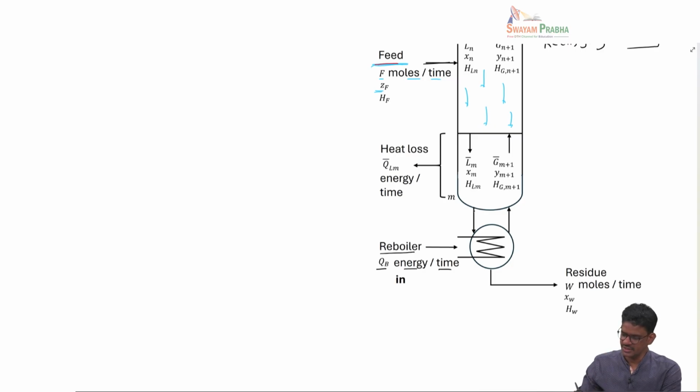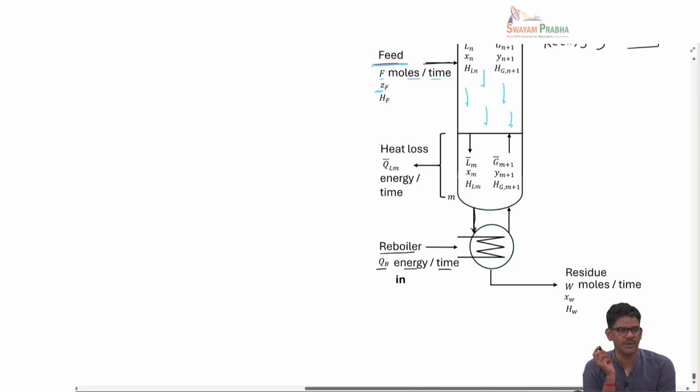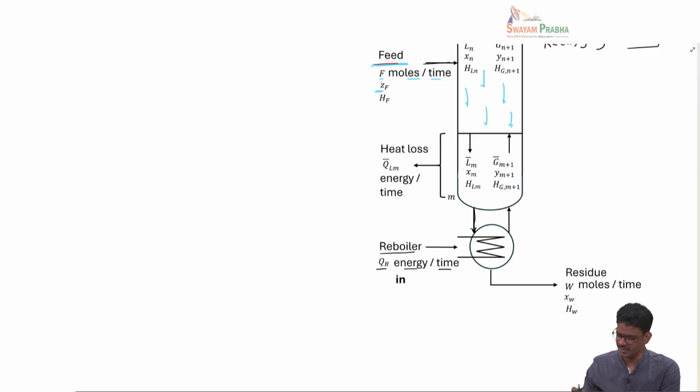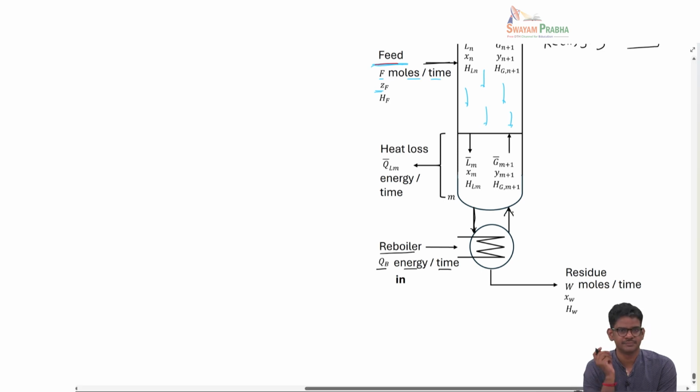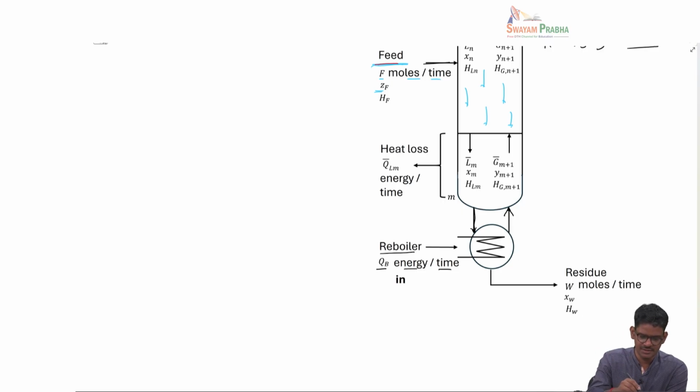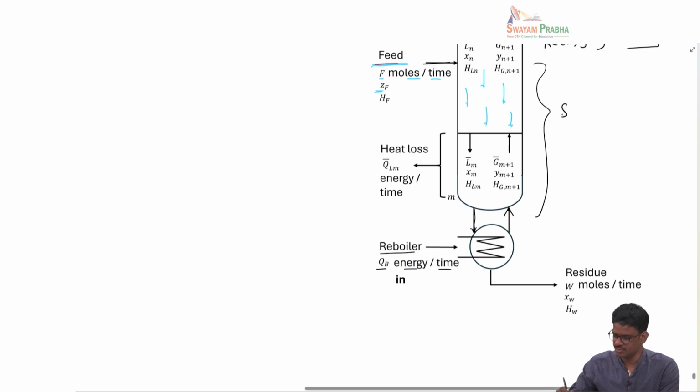So, here what happens is, what is coming down is the liquid. Okay, and this liquid is partially vaporized by the reboiler, and then you send the vapor up. So, in this particular column, from the feed to the reboiler, that section also has a counter current flow of the vapor and the liquid. So, this particular section is called stripping section or exhausting section.